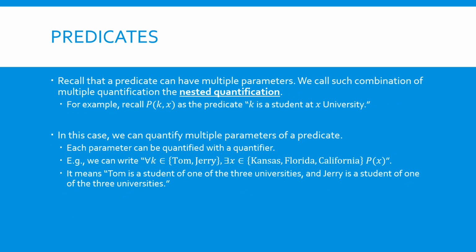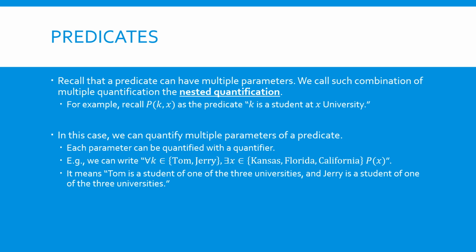Recall that a predicate can have multiple parameters. Therefore, we can also quantify multiple parameters using multiple quantifiers. Again, consider the predicate P(K, X), which means K is a student at X university. We can quantify both parameters K and X. For example, we can write, for all people in the domain Tom and Jerry, there exists a university in the domain Kansas, Florida, and California, such that the person is a student at the university.